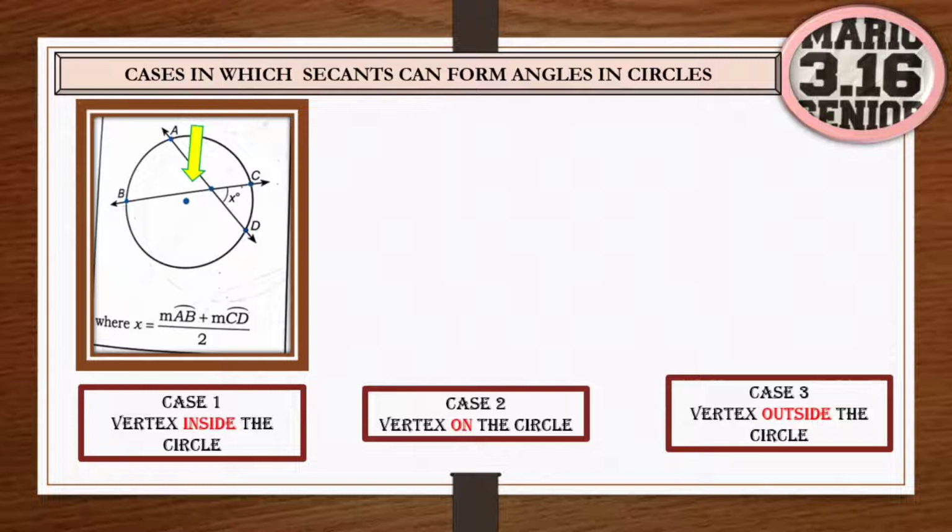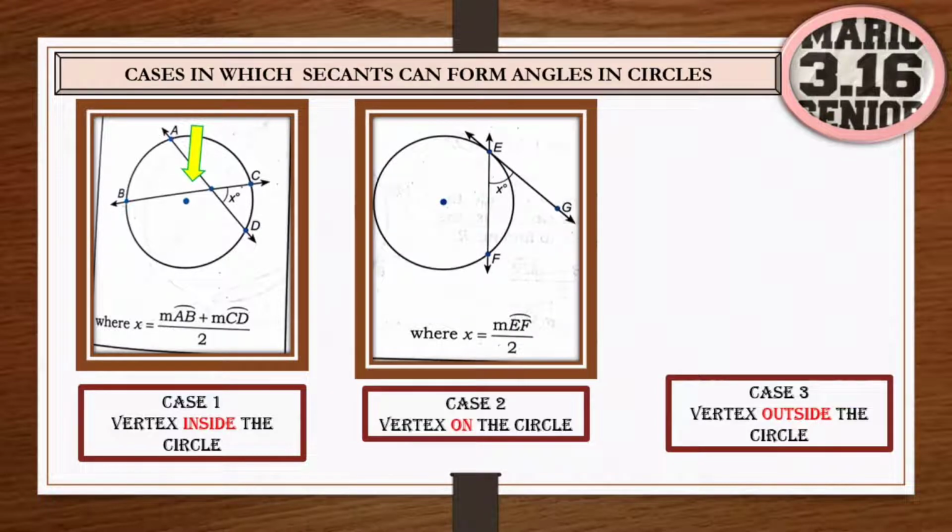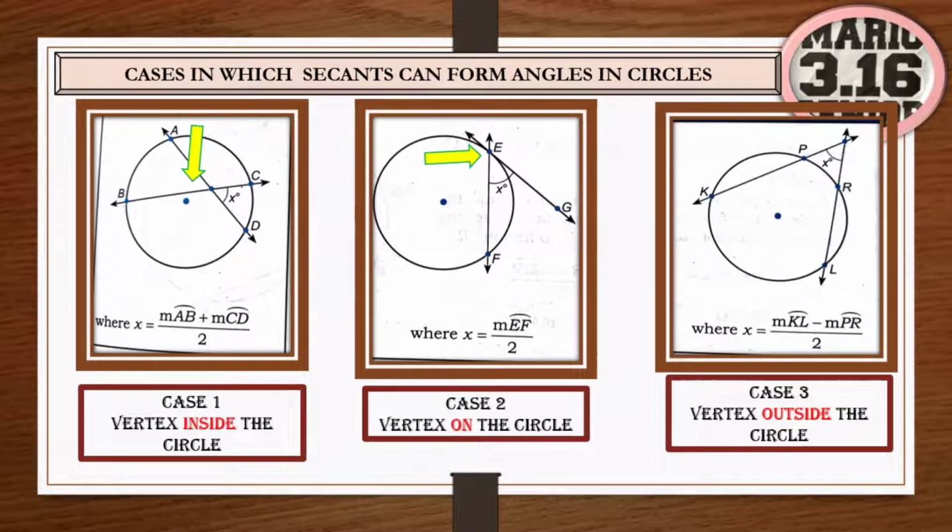The second case is when the two secants intersect and the vertex is on the circle. So when I say on the circle, the point of intersection is on the boundary of the circle. And for case number 3, the vertex is outside the circle. So when you say that the vertex is outside the circle, the two secant lines intersect outside the circle.